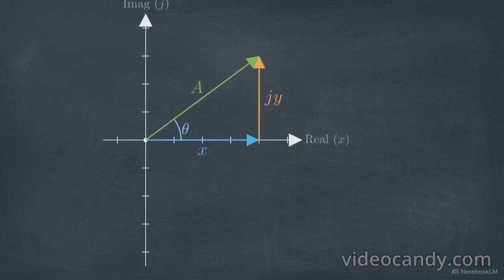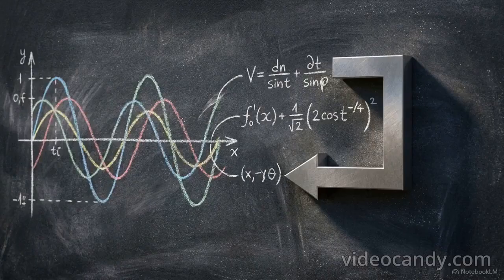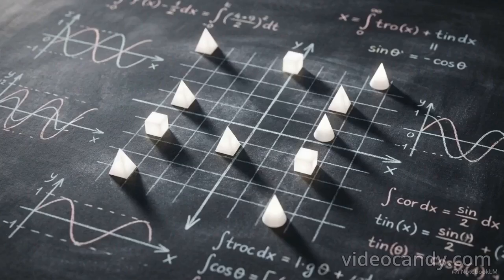Panning down to the triangle diagram, we see the polar form. It identifies the same point using a vector's total length, A, and its angle from the origin, theta. Converting between these forms relies on basic geometry. The magnitude A is found using the Pythagorean theorem, the square root of x squared plus y squared. The angle theta is found using standard trigonometry, taking the inverse tangent of y divided by x.